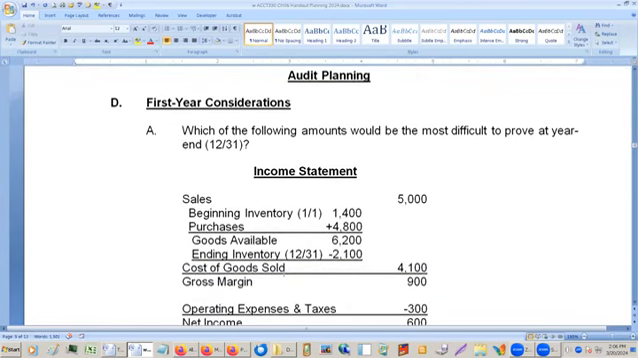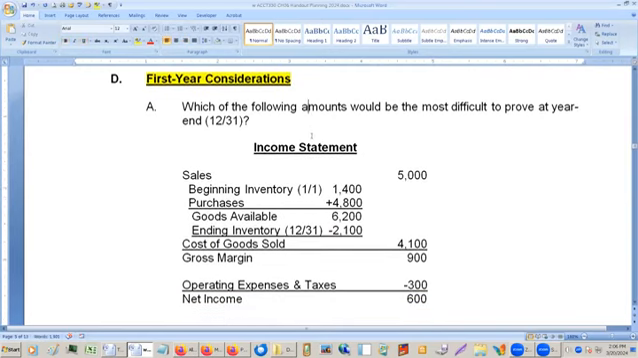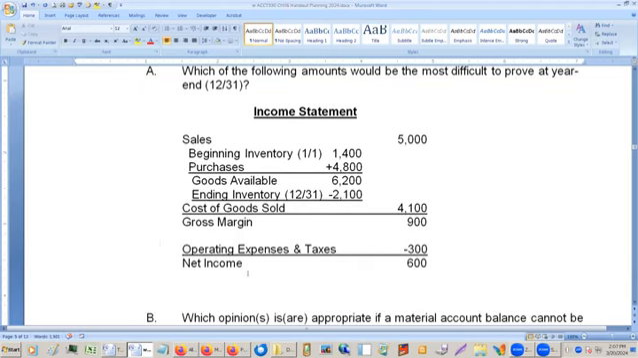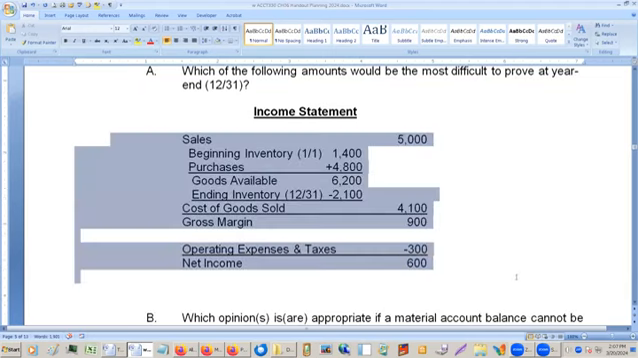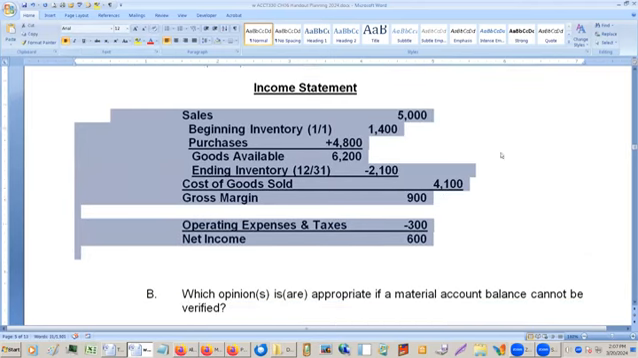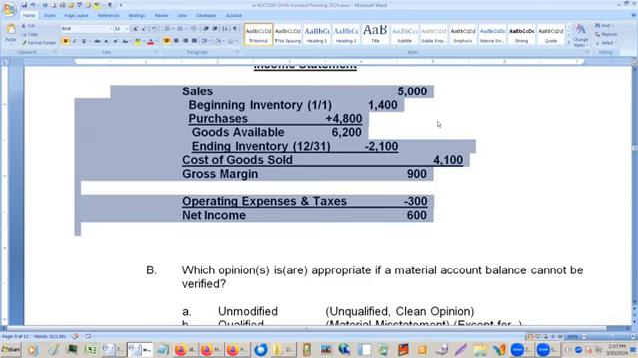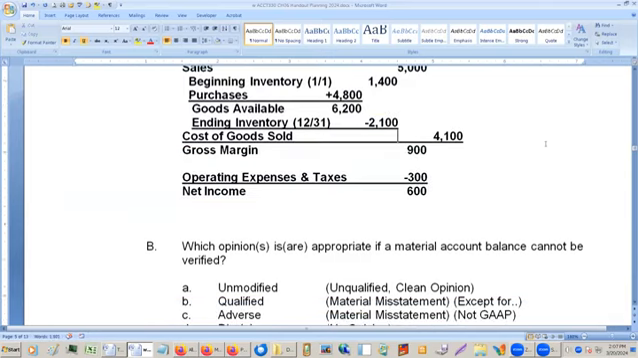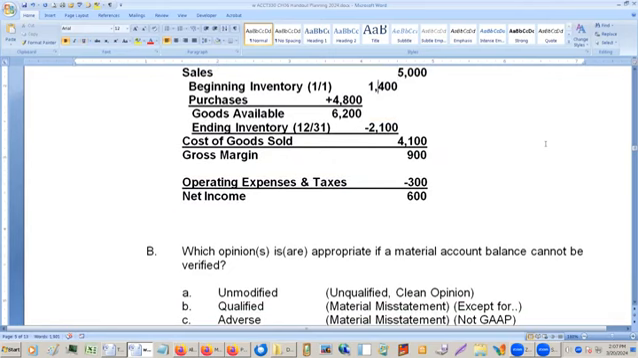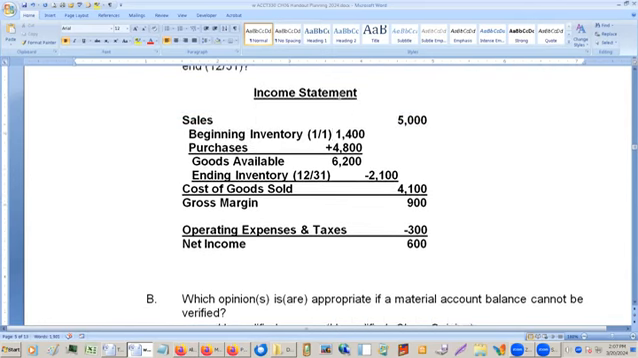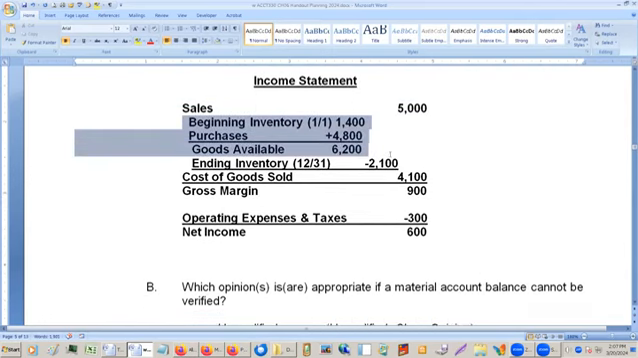Okay, now suppose that this is the first audit that is being done on the client. So they give you the income statement. It looks like this. That's a little messed up. But anyway, the problem here is this inventory.